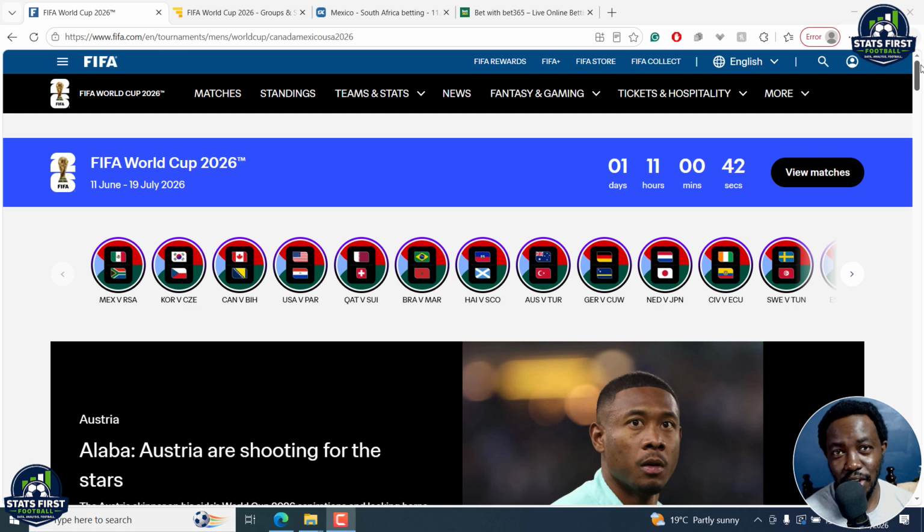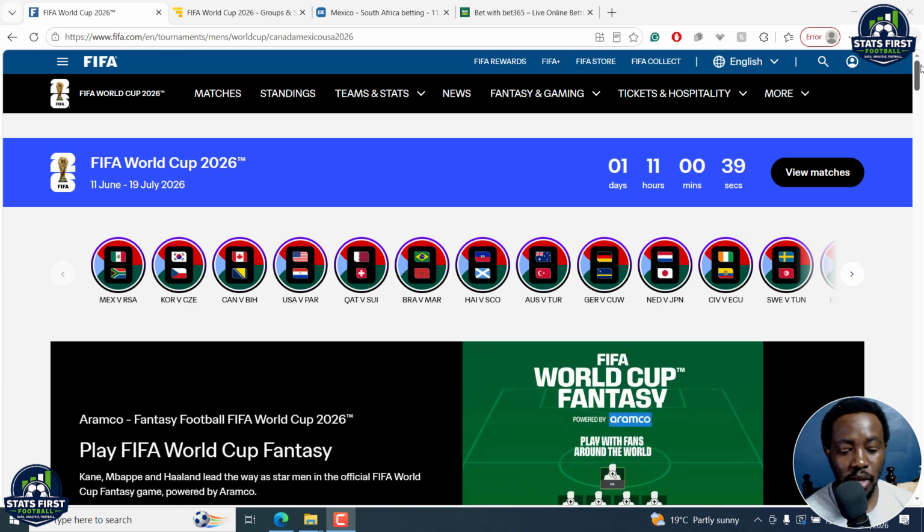Let's talk about 9 new rules in FIFA 2026 World Cup that will affect football analysis and predictions.